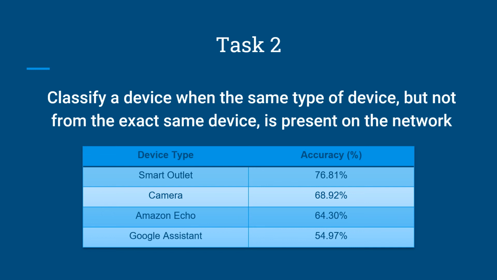First, we had the smart outlet device with the highest accuracy, that was 76.81%. The second highest accuracy was the camera with 68.92% of the conversations correctly classified. This is followed by the Amazon Echo with an accuracy of 64.30%. Lastly, the most inaccurate device for this task was the Google Assistant, which had an accuracy rate of 54.97%.